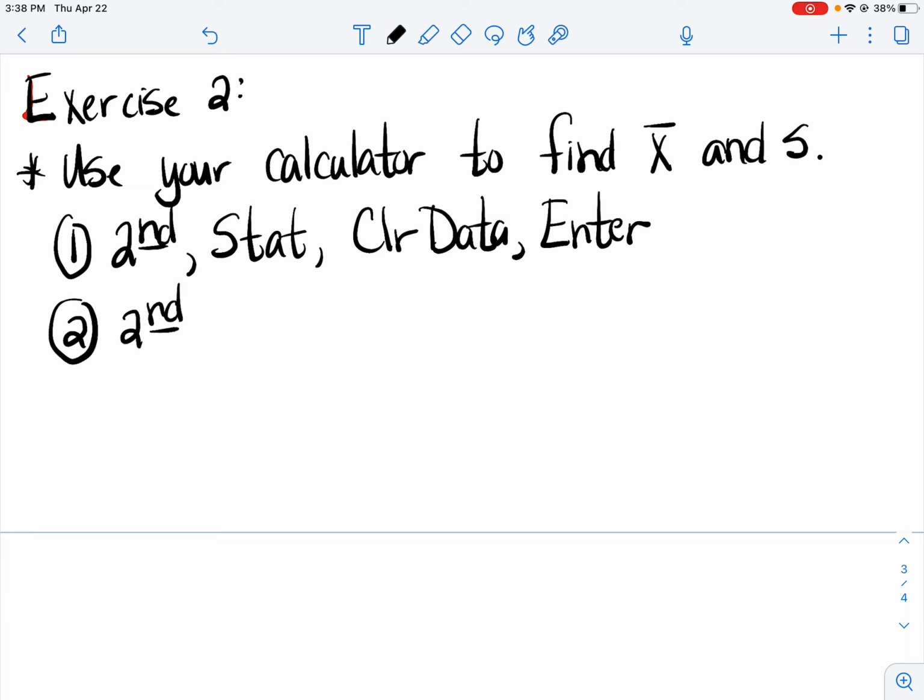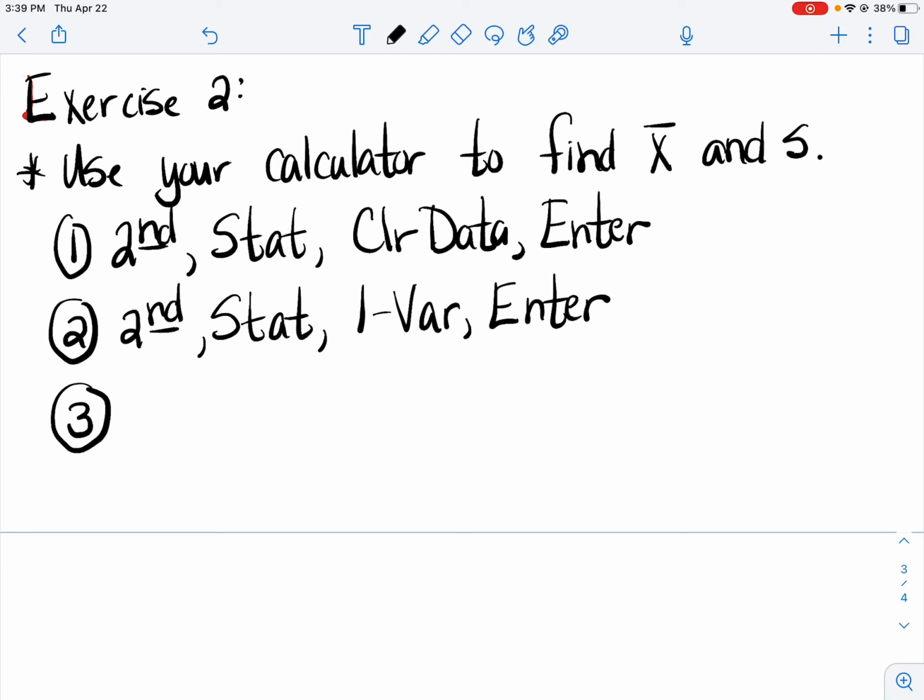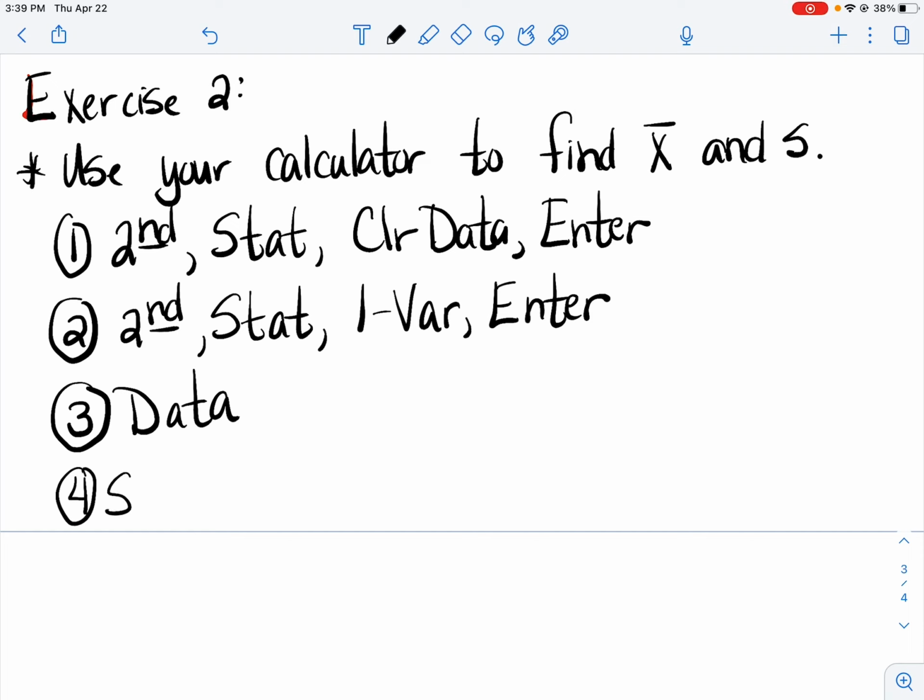Then go to Second and Stat. We have one variable here. The only variable we have is the weight of the Snickers bars. And third, remember to enter your data under Data. Just scroll down anytime you see that FRQ, it should be 1, and leave it as 1. Once you have your data entered, you press the Stat Var key. Go ahead and enter your data and find X bar and S. Pause the video while you do so.